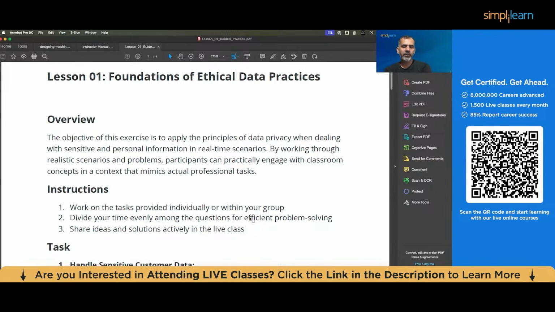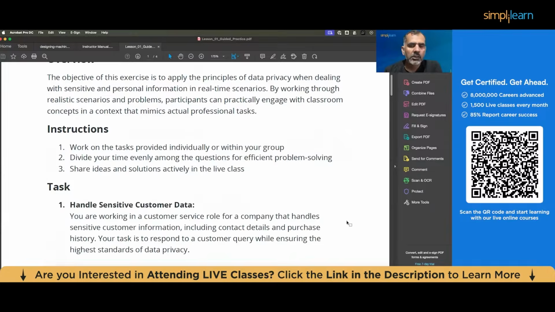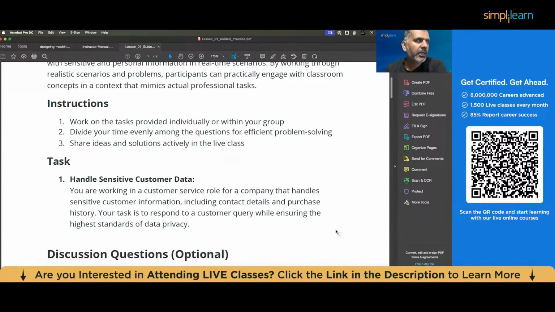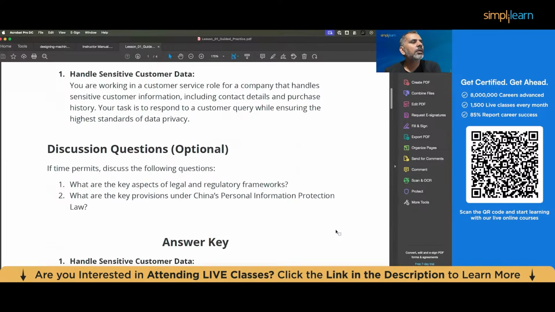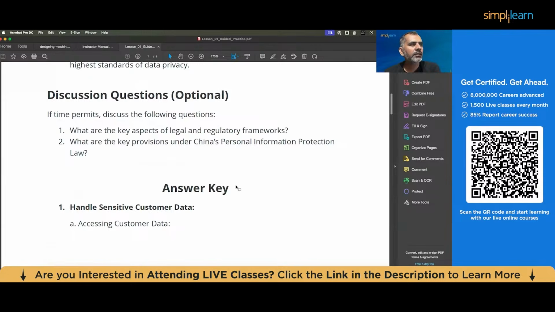Securing the data, that is very good. What next? How can you secure the data? Can you use some encryption methods? Okay, so let me show you the answer key.